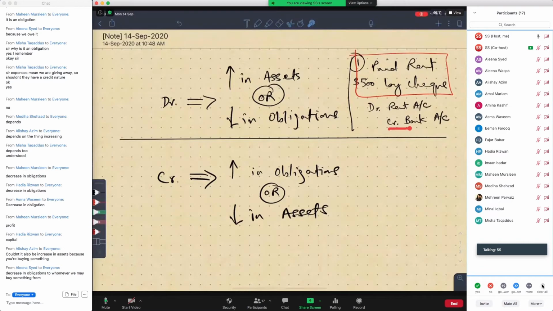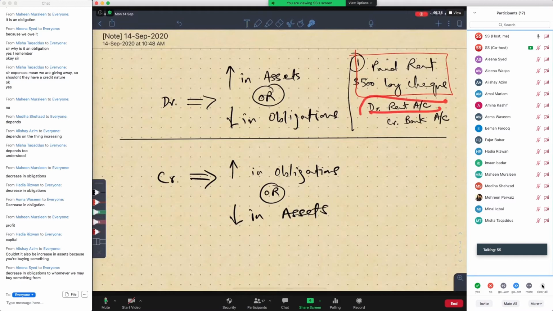Why are we crediting bank account? That's an obvious thing, because you are losing $500 from the bank account. That means your bank asset is decreasing, and that's why you credit the bank account. Why are we debiting rent account? That's the problem here. Expense accounts are going to be debited. All the expense accounts, we're just taking one example right now.